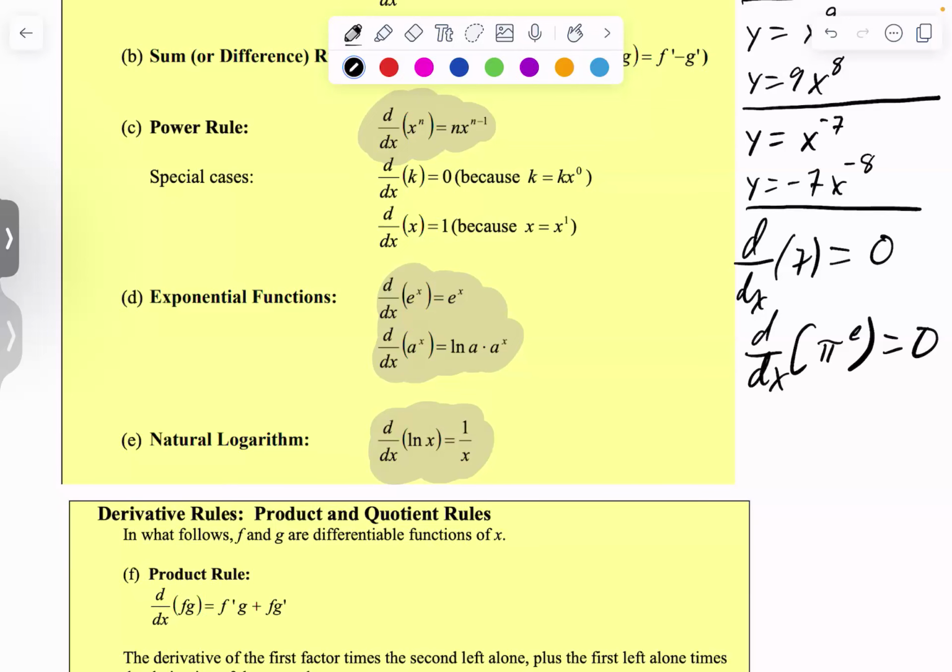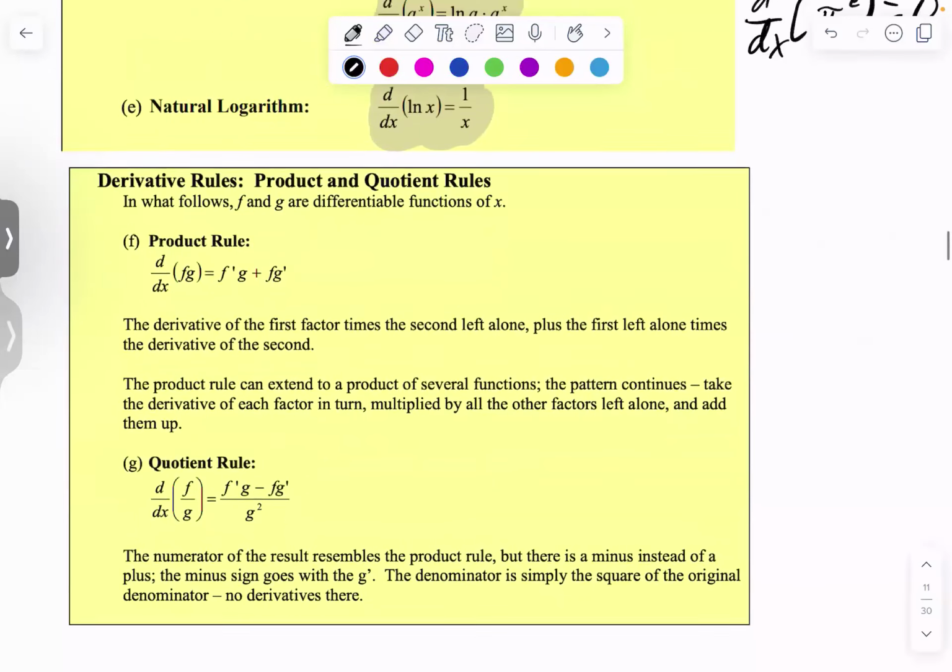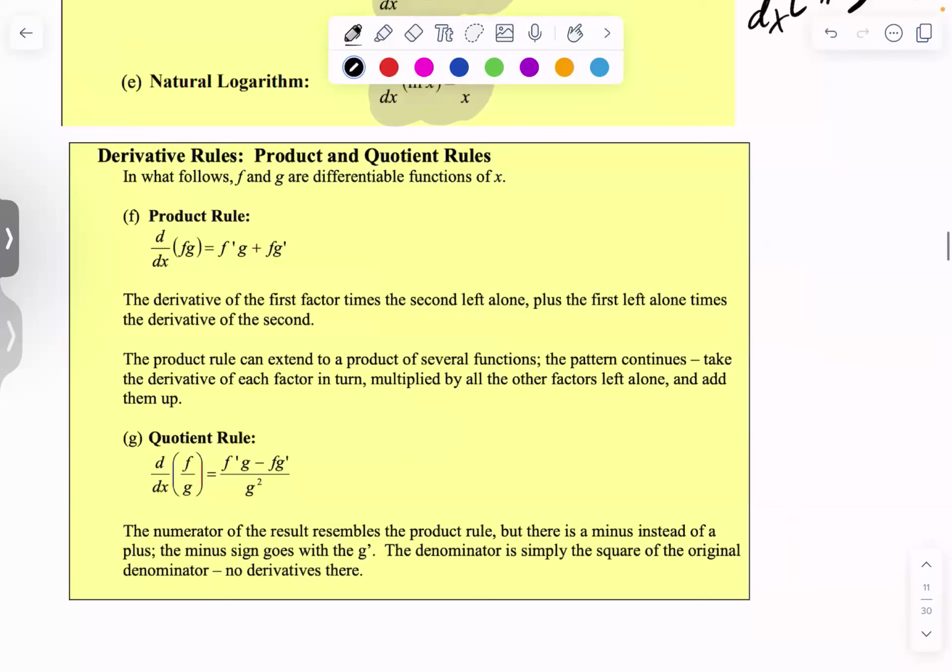All right, so now we have some more complicated ones. What if we are multiplying two functions of x? How do we find its derivative? Well, we end up with the derivative with respect to x of f times g is going to be the derivative of f times just regular old g plus regular old f times the derivative of g. This is called the product rule.